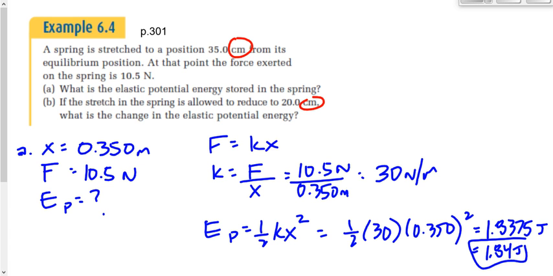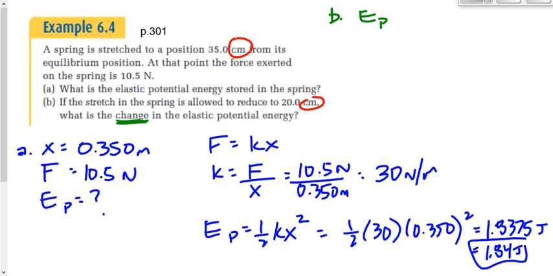Yeah, there is a part B. I don't know if I'm going to use this in part B, but if I am, I want to make sure that I use the unrounded number in part B. Okay, good. Let's take a look at part B now in green. If the stretch of the spring is allowed to reduce to 20 centimeters, what's the change in elastic potential energy? Looking for the change here, delta E. But in order to get a change, I've got to have a final and an initial. I just got the initial, right? Let's get the final.